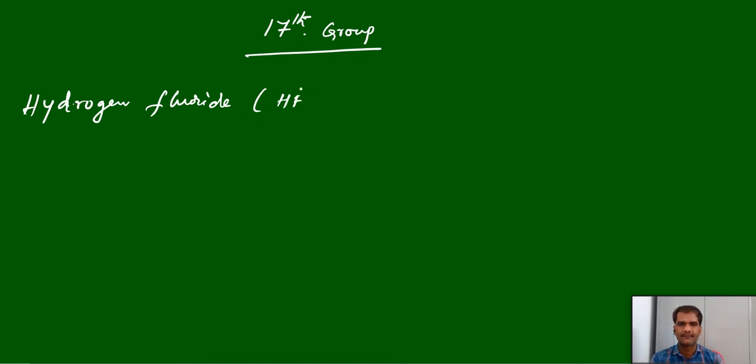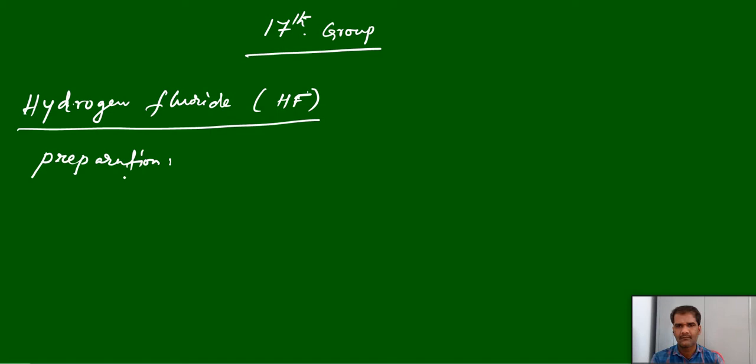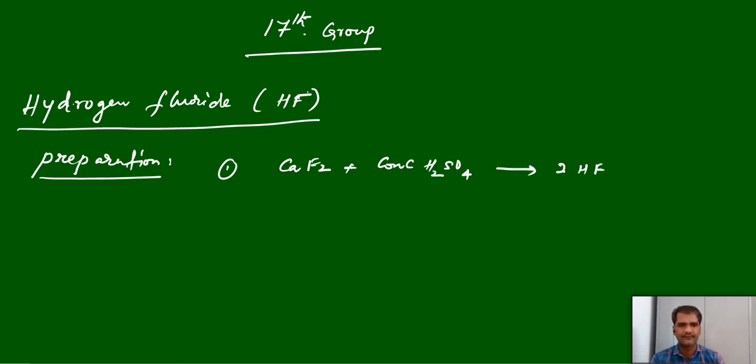HF. So here its preparation and properties. First we will go with preparation of hydrogen fluoride. We can prepare this by treating calcium fluoride with concentrated sulfuric acid. When you treat calcium fluoride, we will get HF. The calcium sulfate is a byproduct here.